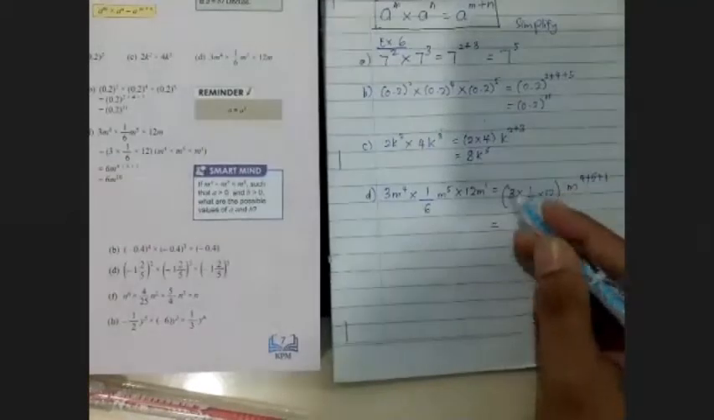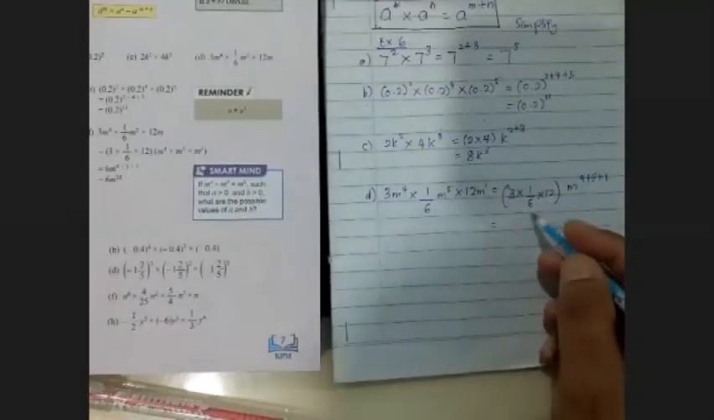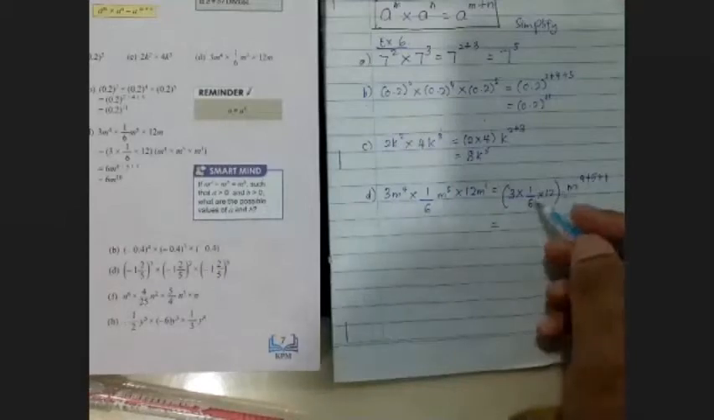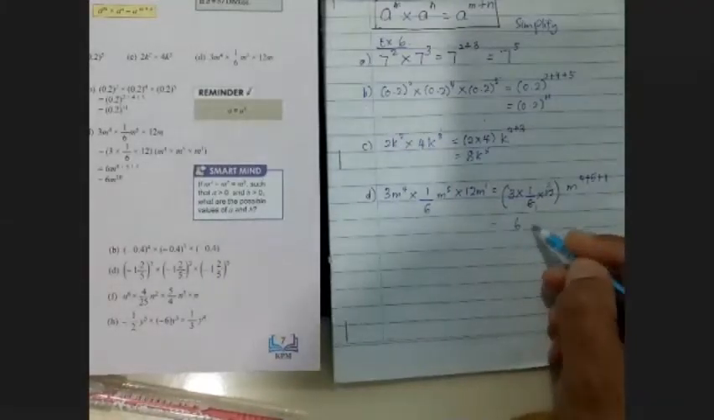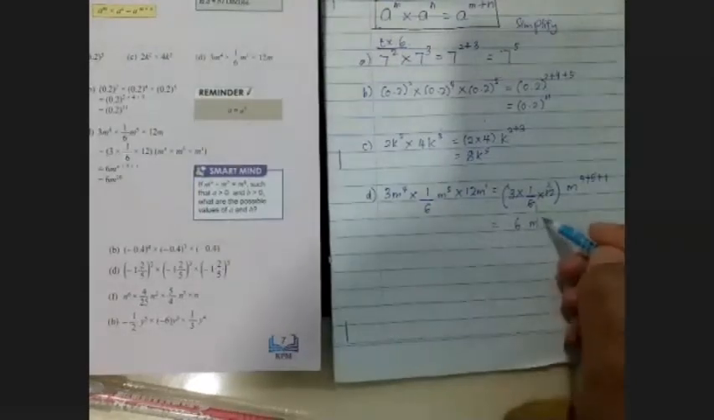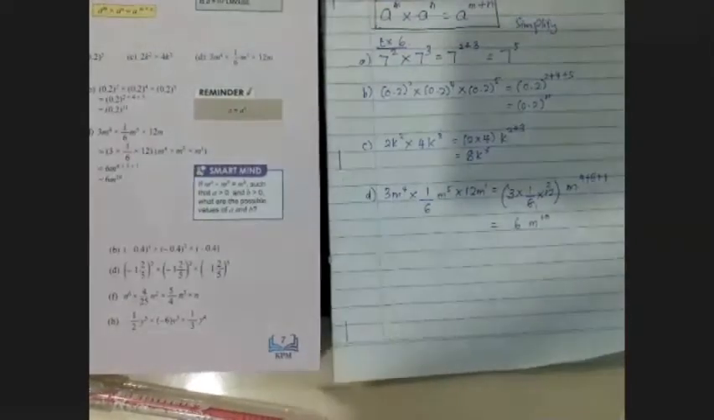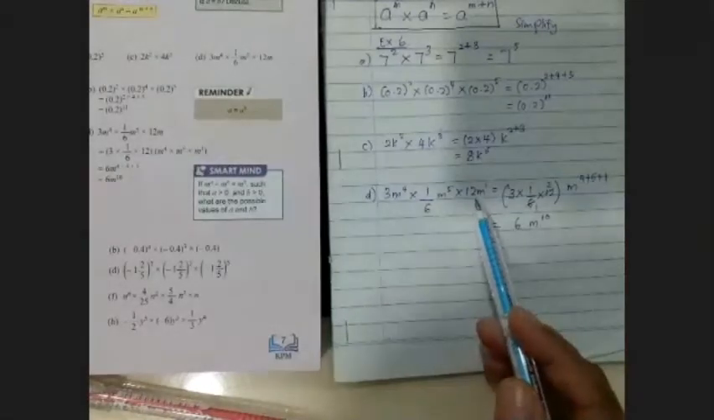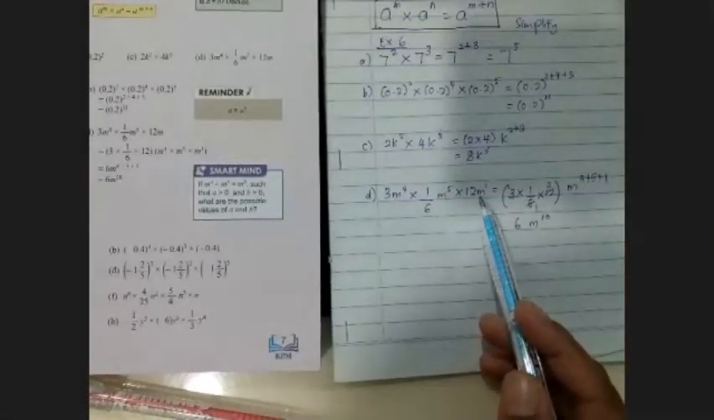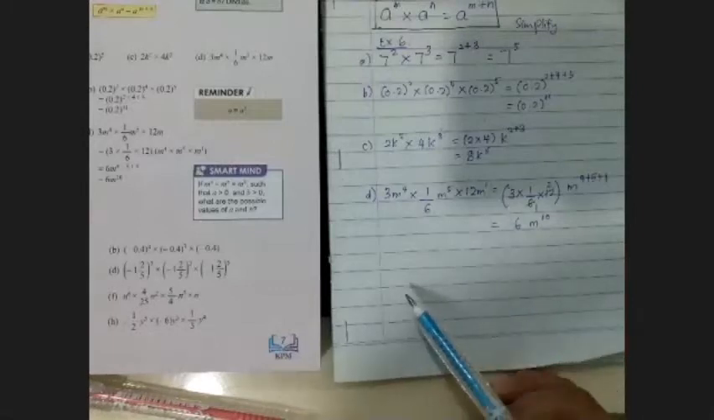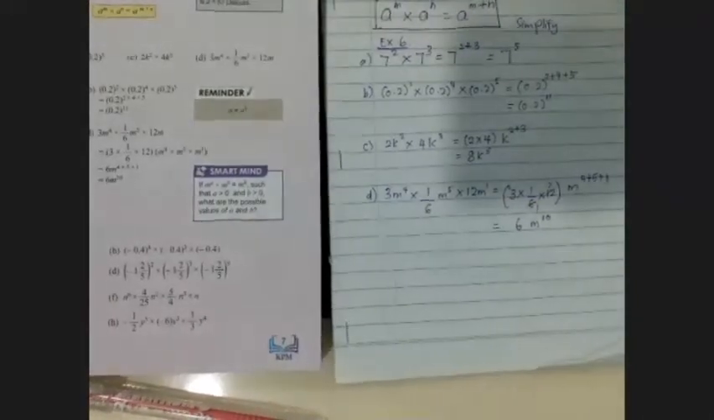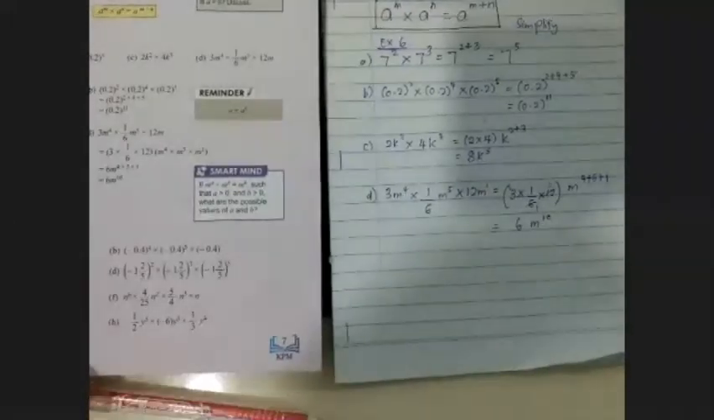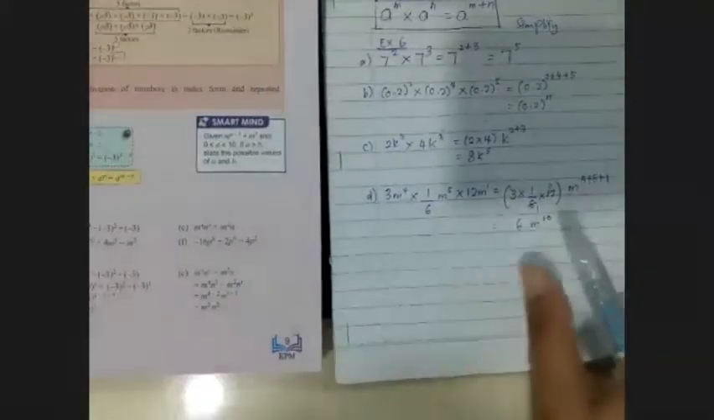So you can use your calculator. 3 multiply 1 over 6 multiply 12. Okay, you will get 6 m to the power of 10. Okay, remember, if the question gives m only, it means m to the power of 1, not 0. Okay, next. Go to example 7.